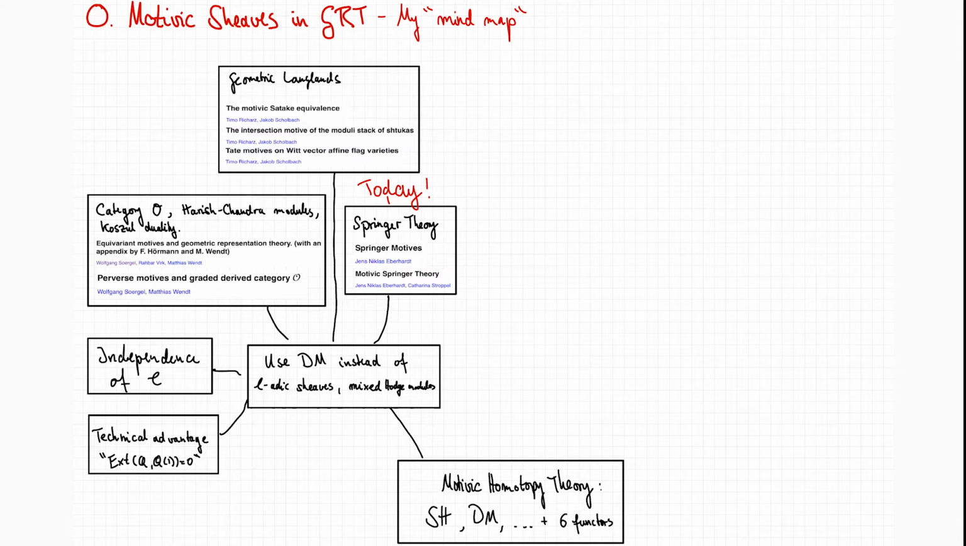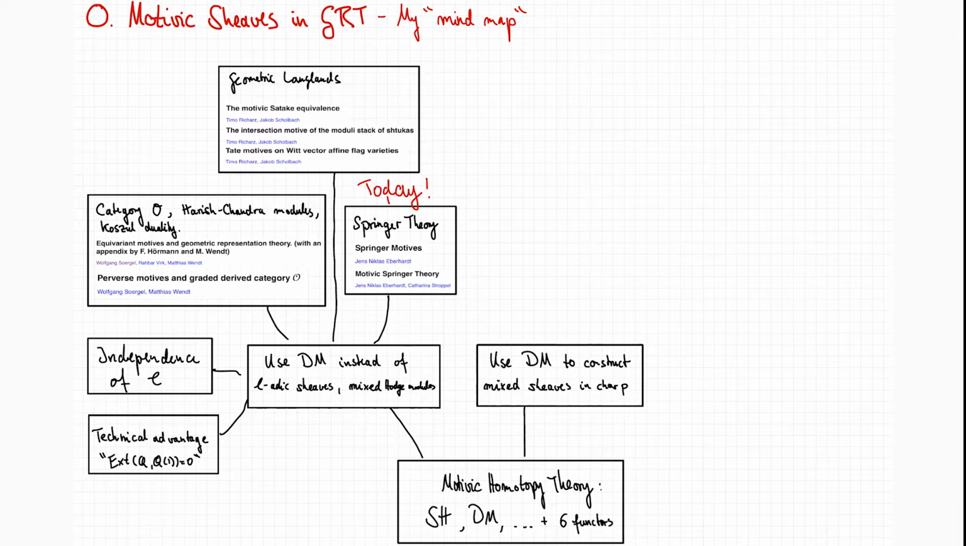Use the M instead of all of those mixed sheaves that have been around before. Another direction is the following. So the mixed sheaves that I talked about before, like the mixed L-adic sheaves or the mixed Hodge modules, they only work with characteristic zero coefficients. I mean, that's kind of built in.